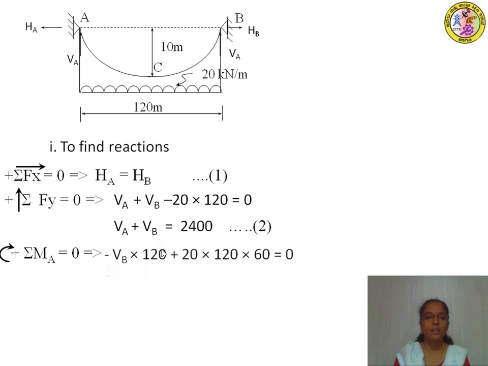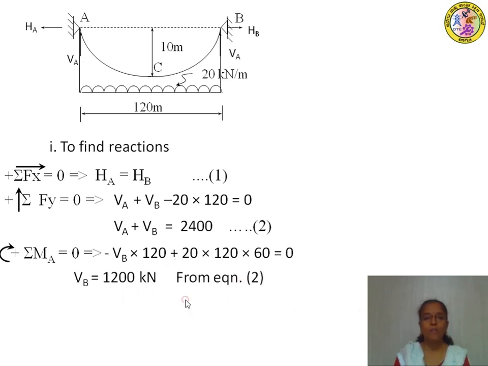So that implies minus VB. This is inducing anti-clockwise moment about A. Therefore minus VB into distance 120. And this UDL is producing clockwise moment about A. Therefore 20 into length 120 into L by 2, that is W into L into L by 2. W is 20, L is 120 and L by 2 is 60 meter. If we simplify it, VB will be equal to 120 kilonewton. So from equation 2 we can obtain VA as 120 kilonewton as well.